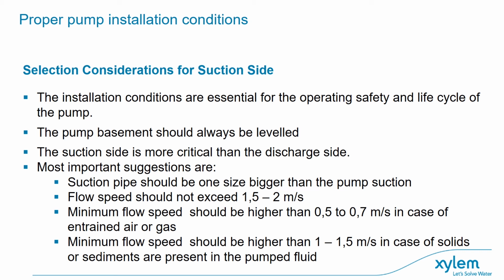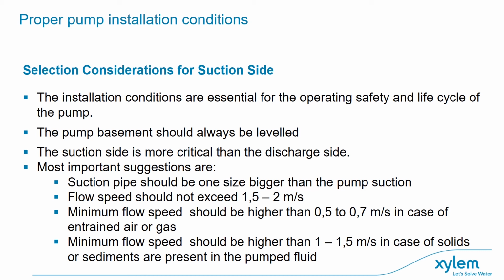Pumps operate better if the inlet flow has a uniform profile, so the system should be designed accordingly to enable the pump to work efficiently. The suction pipe configuration is the part of the layout of the system which is the most important, the most critical. That's the reason why, in order to enable an even and uniform inlet profile, the suction pipe should be at least one size bigger than the pump suction itself.